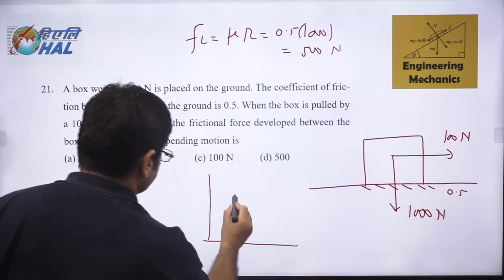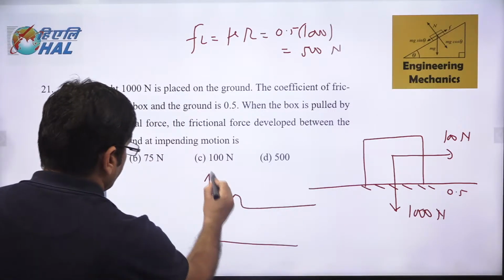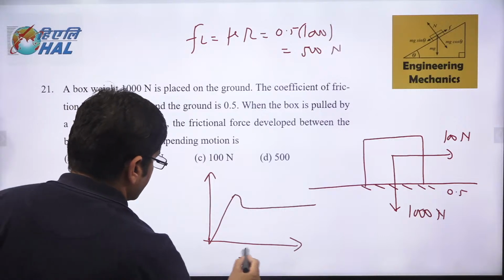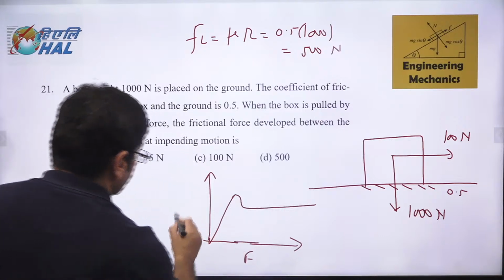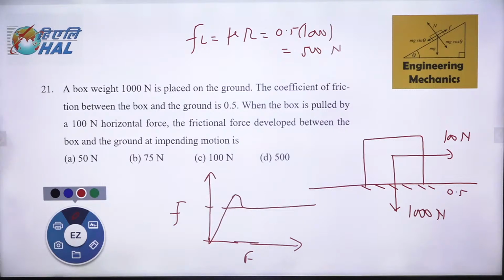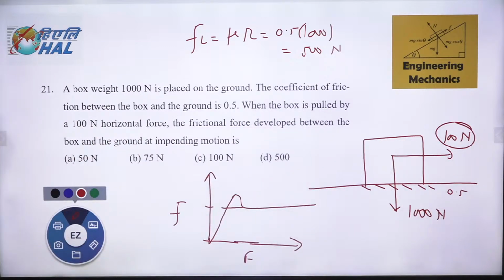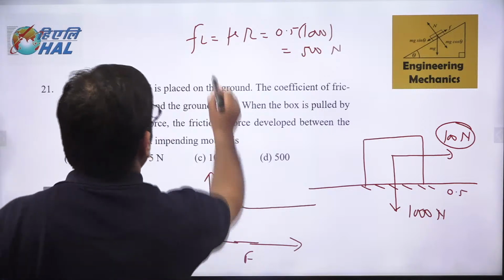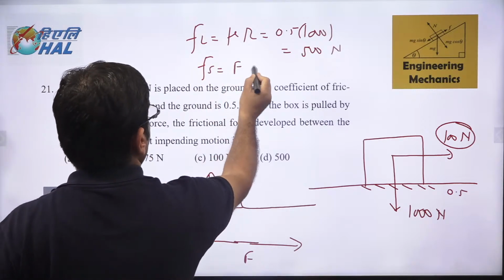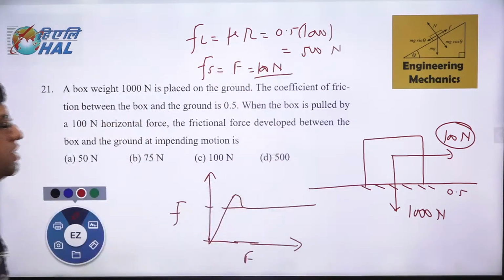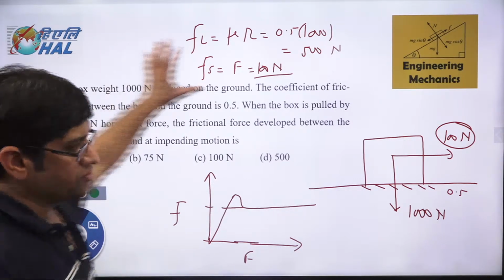So if I draw a diagram between the force of friction and the applied force, then up to this is the limiting friction. This is the case of static friction. If the force which you apply is less than the limiting friction force, then the body will not move. And if the body will not move, then it is the case of static friction, and static friction is nothing but the external force. Hence the friction will be 100 Newton, not 500 Newton, but only 100 Newton. So this is the case of your static friction, not a limiting friction.